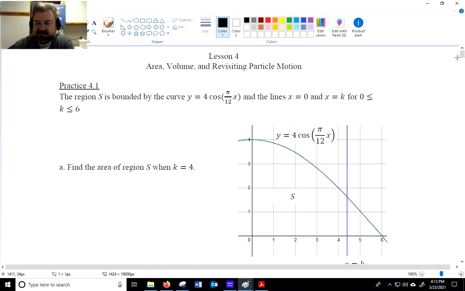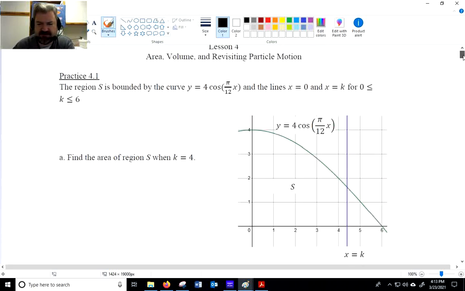Okay, hopefully you've had some time to do that. Hopefully you pause the video. Remember to do that. Always very important that you practice first. We're going to find the area of region S when k is equal to 4. So the region S is bounded by the curve y equals 4 cosine pi over 12x, and the lines x equals 0 and x equals k for 0 less than or equal to k less than or equal to 6.